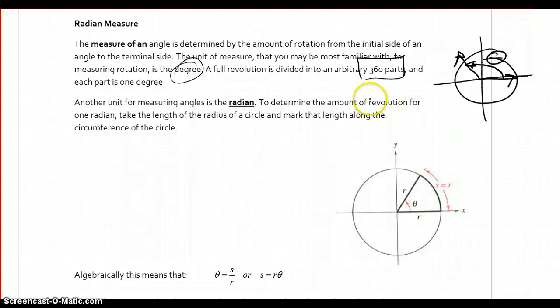To determine the amount of revolution for 1 radian, what you saw in the activity is that we took the length of the radius and we marked it off along the curve. That amount of rotation, that theta, is equal to 1 radian. And then you saw we could mark off another one, and there's one more. Notice we have just a little bit left to get to 180.